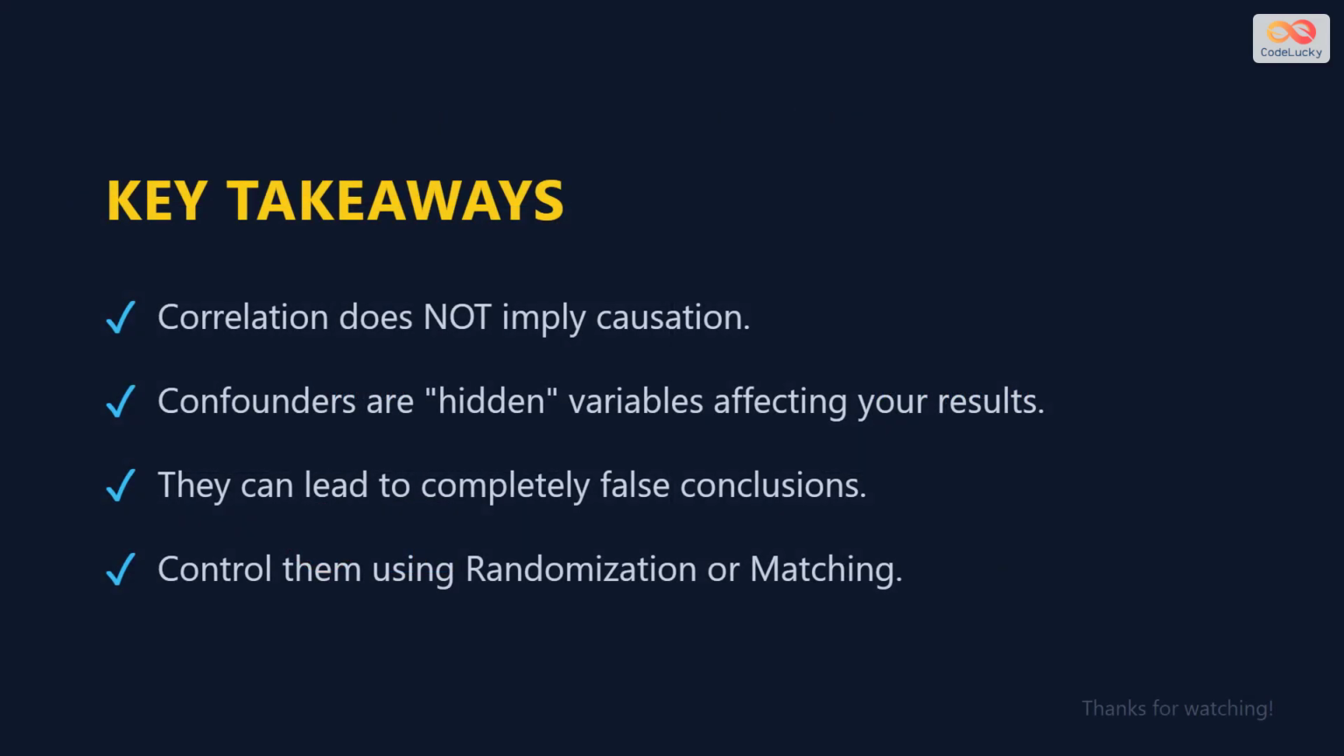To wrap up, remember that correlation does not imply causation. Always look for the hidden third variable that might be influencing your data. By using techniques like randomization and matching, you can control for these factors and find the truth behind the numbers.